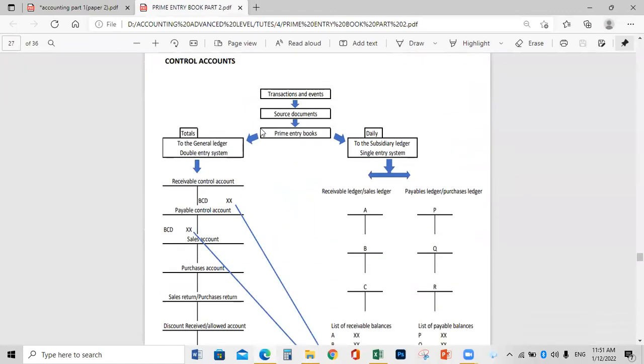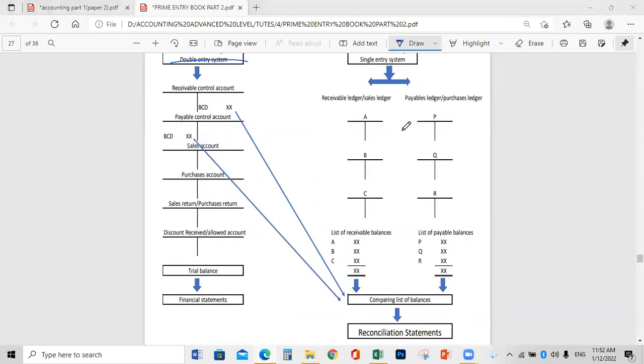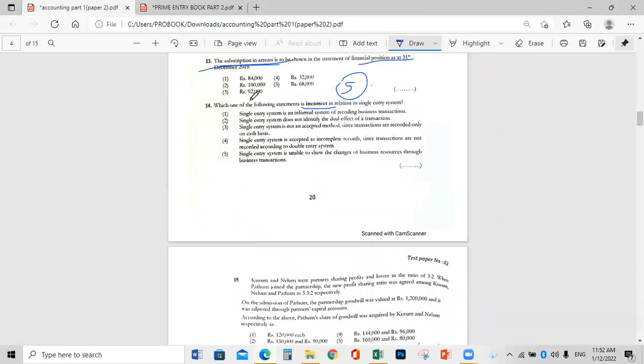It's like this, guys. First of all, you take transactions, and through the source document you record in the prime entry. As soon as you record in the prime entry, you transfer to the subsidiary ledger, where they maintain the single entry system. So every individual trade receivable and trade payable account is maintained here. And then at the end of the period, only the totals you transfer, based on the double entry, to the ledger accounts. That is how it works. So single entry system is accepted.